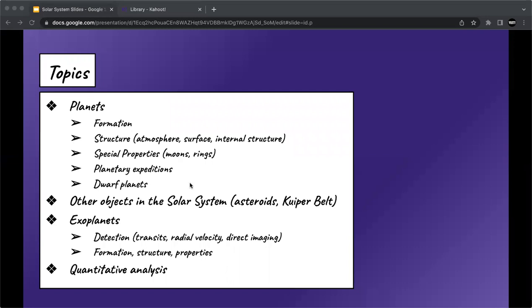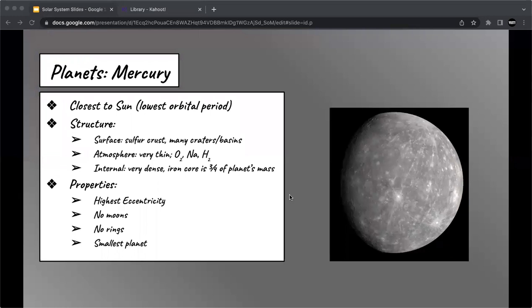Okay, let's start out with planets. So first we have Mercury. Mercury is the closest to the sun, which also means it has the lowest orbital period, the orbital period meaning how long it'll take for one full orbit. I'll just go through the structures really quickly. On Mercury's surface, there's a sulfur crust. There's many craters and basins from meteoroids, asteroids, those types of things. Mercury has a very thin atmosphere with these elements.